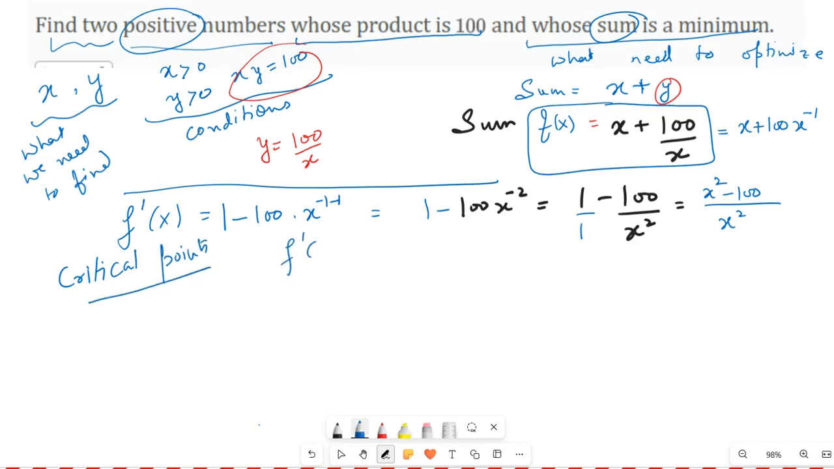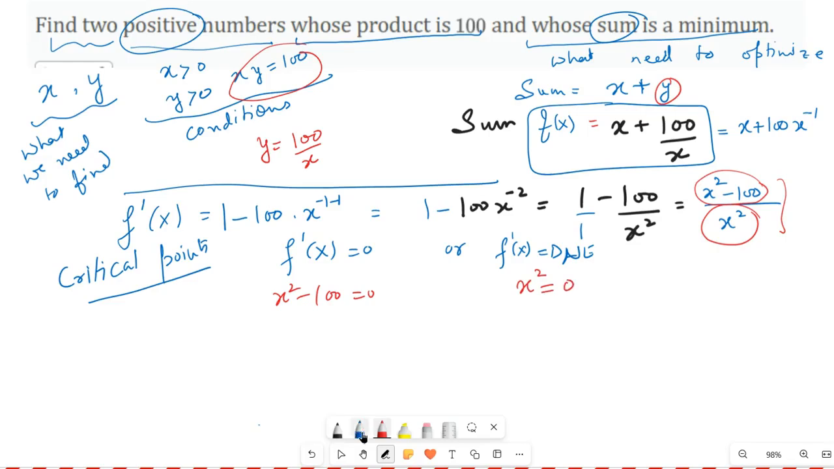Critical points are given by either when f prime x is 0 or when f prime x does not exist. Now, f prime x is a fraction. F prime x is 0 if the numerator is 0. So x square minus 100 is equal to 0. F prime x, because it's a fraction, does not exist if the denominator is 0. So from here, we can get x square is equal to 100 and x is equal to plus minus square root of 100, which will give me plus minus 10.